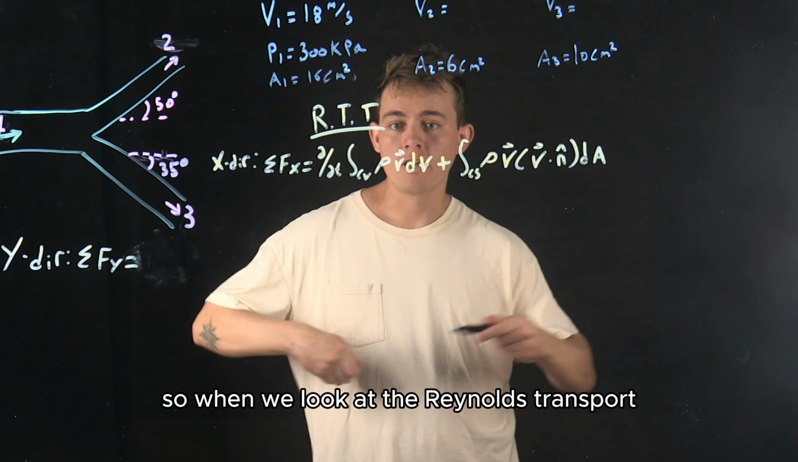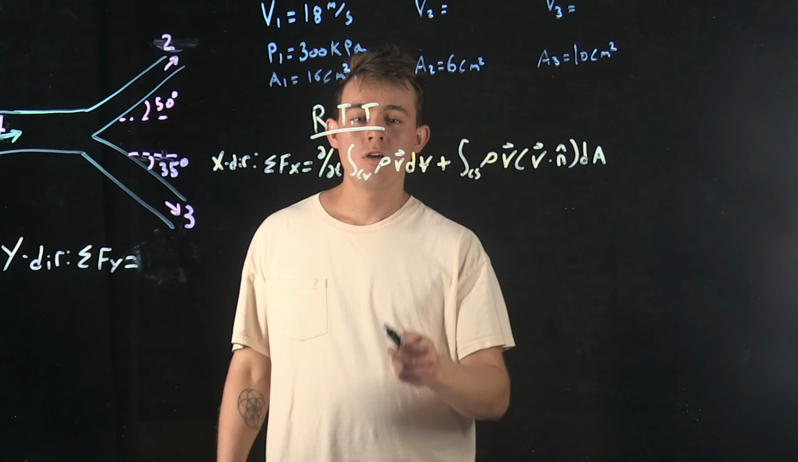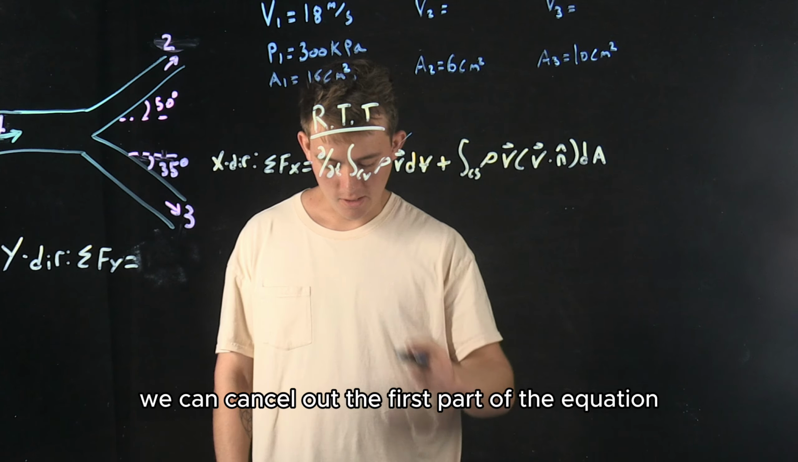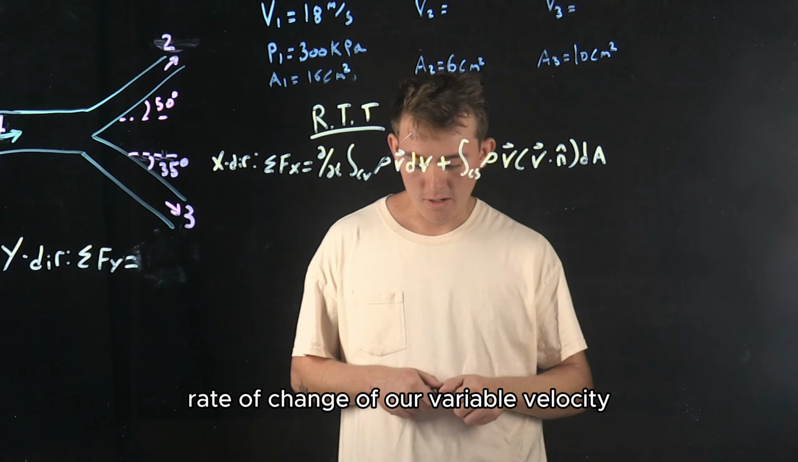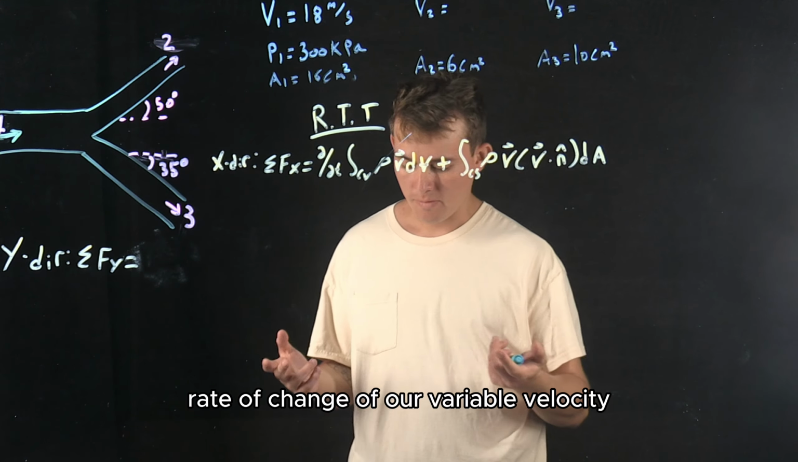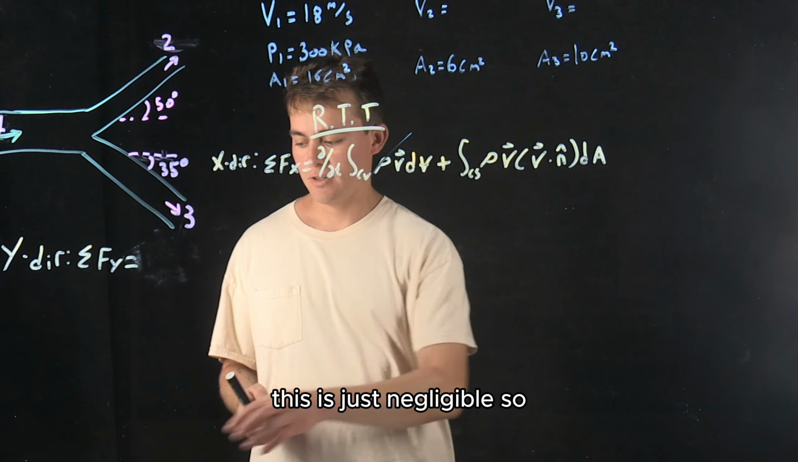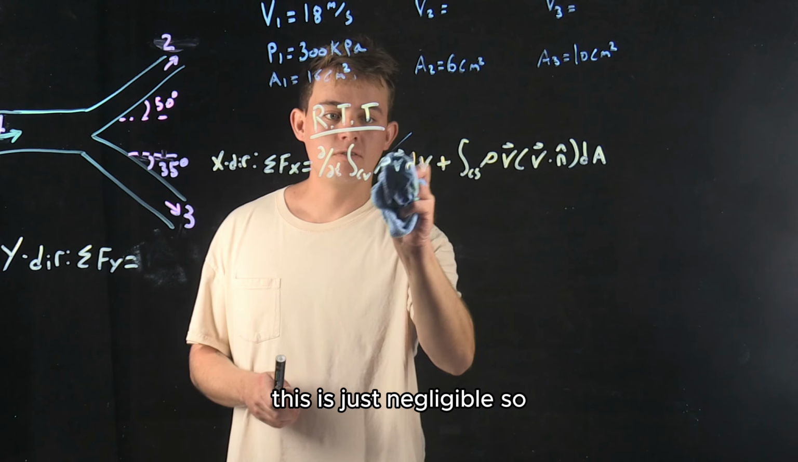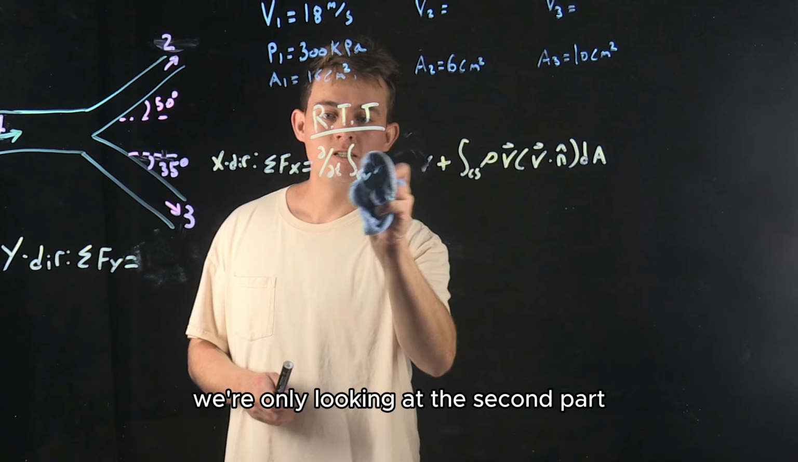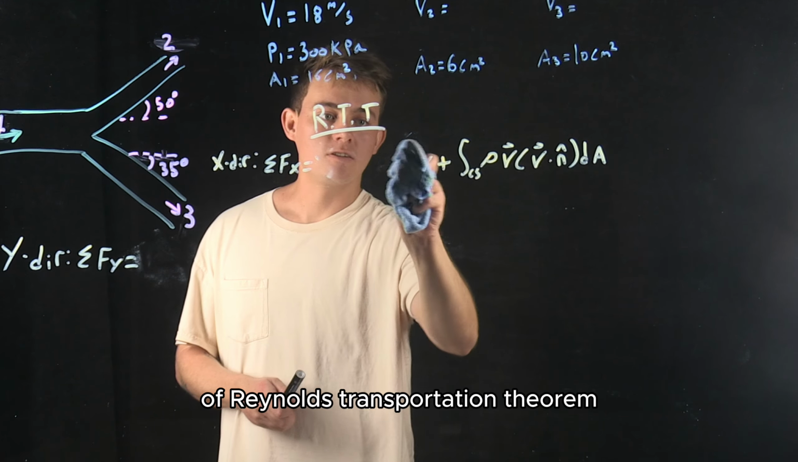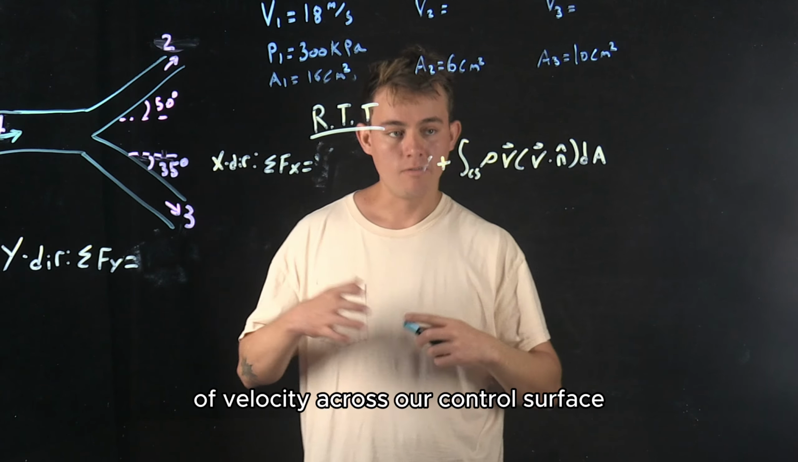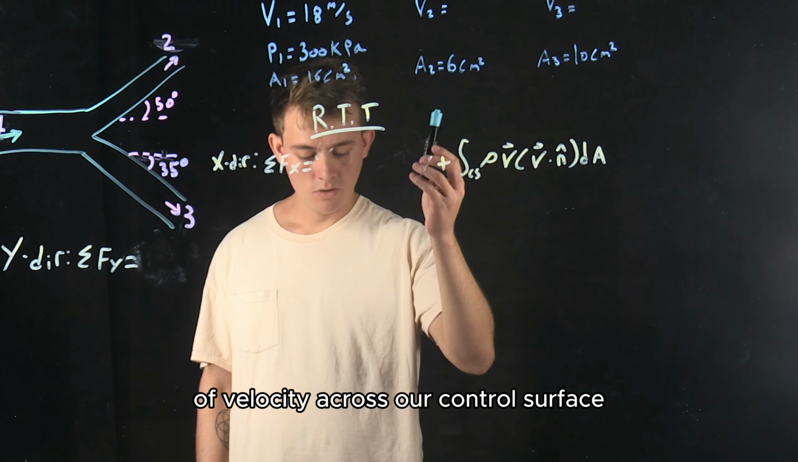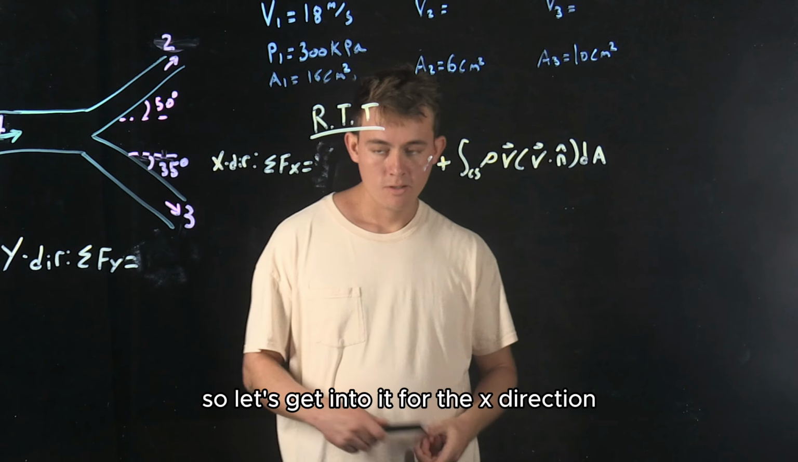So when we look at the Reynolds transport theorem equation, we can cancel out the first part of the equation. That first part is just the time rate of change of our variable, velocity. And since we have steady flow, this is negligible. So we're only looking at the second part of Reynolds transport theorem, which is the net flow rate of velocity across our control surface. So let's get into it.